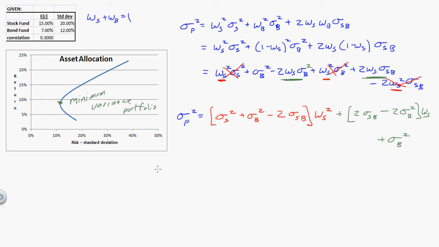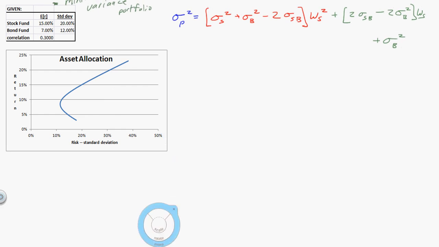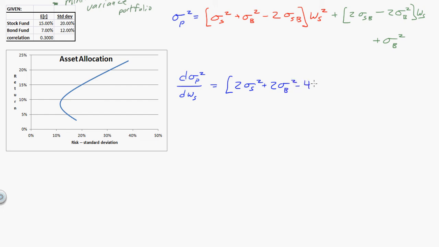Find the first derivative. The derivative of the variance of the portfolio, or the change in the variance of the portfolio with respect to the change in the weight in the stock fund, is equal to 2 sigma S squared plus 2 sigma B squared minus 4 times the covariance of S and B, times WS, plus 2 sigma SB minus 2 sigma B squared. I want to set that equal to 0 and solve.